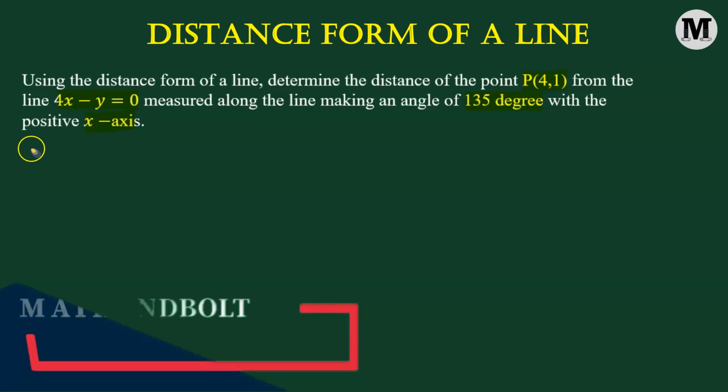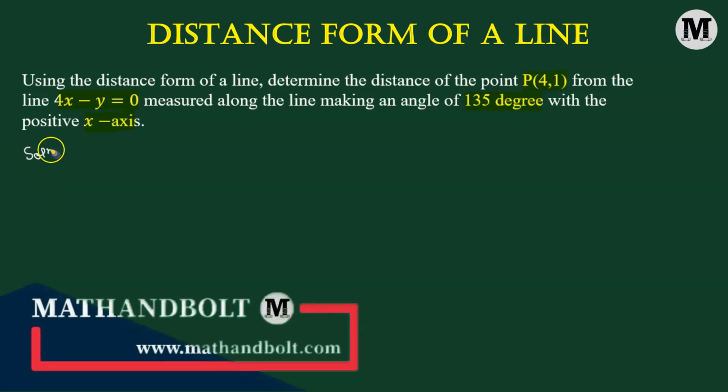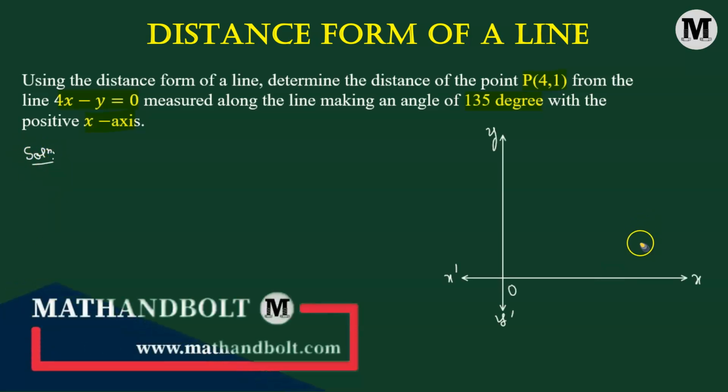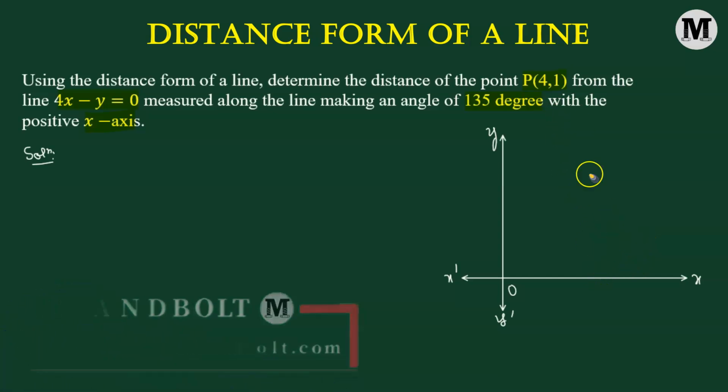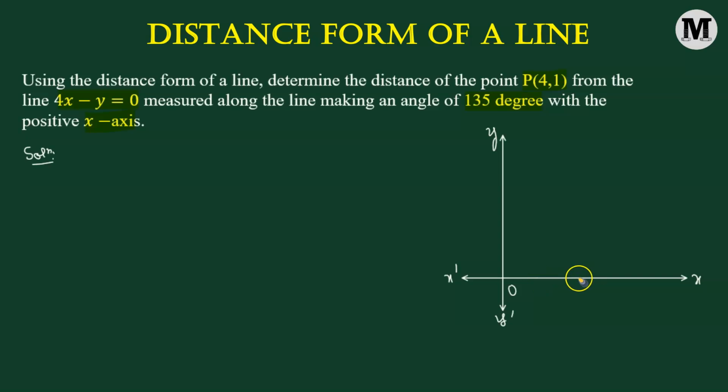Okay, let us begin. So first, let's try to understand the problem graphically. So here we have considered the xy coordinate axis. Let's try to plot the point 4, 1. So here 1, 2, 3, 4. So let us suppose this is the point P with the coordinates 4, 1. Now we have another line whose equation is given to us, that is 4x minus y equals 0.